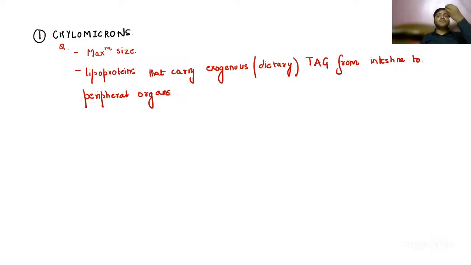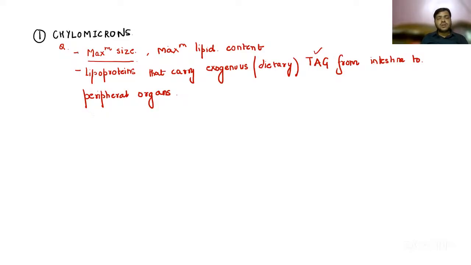Now, what is the function? Whatever dietary triacylglycerol you have consumed, chylomicrons carry it from the intestine to various parts of the body, to the pancreas and other parts of the body. So they have maximum size, guys. And remember, they have maximum lipid content. They have maximum size, they have maximum lipid content.